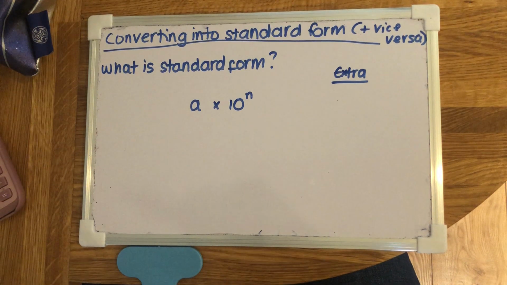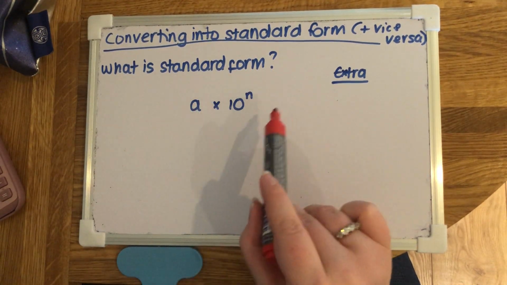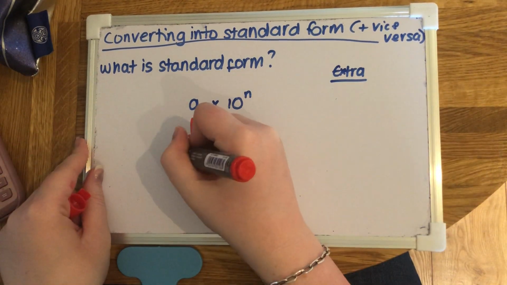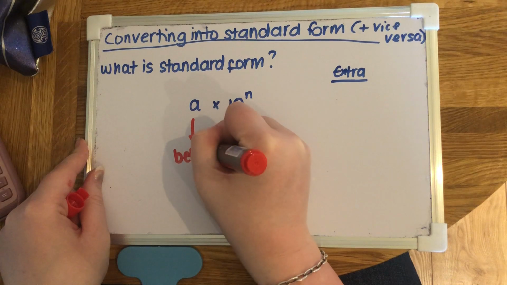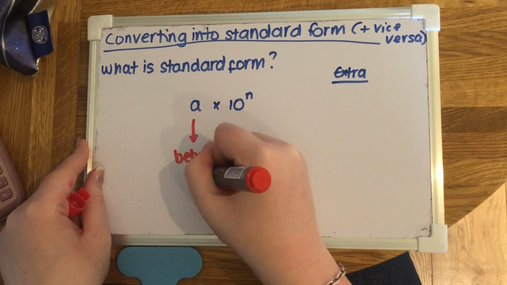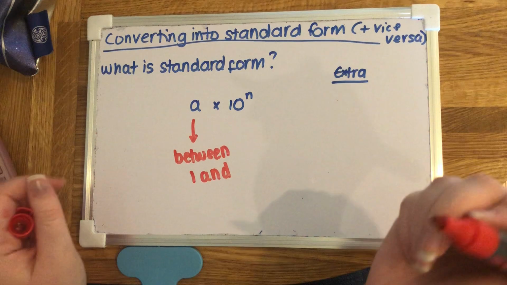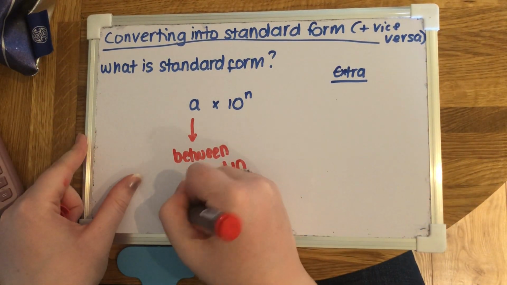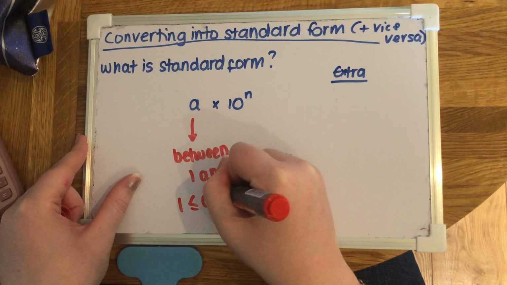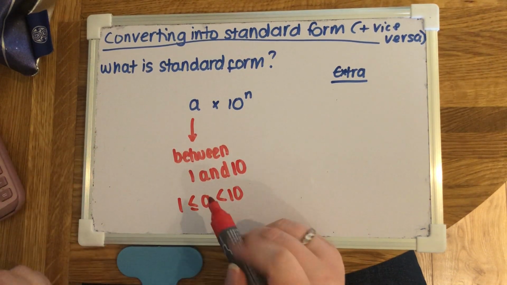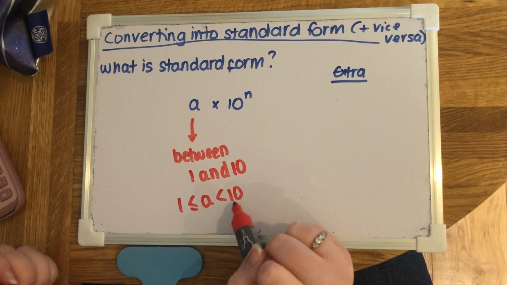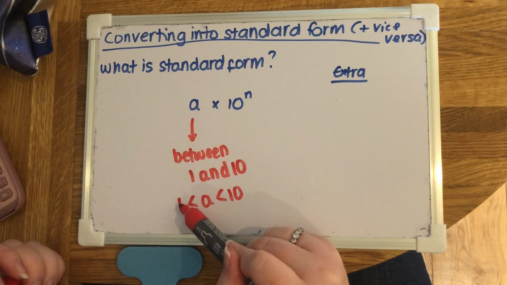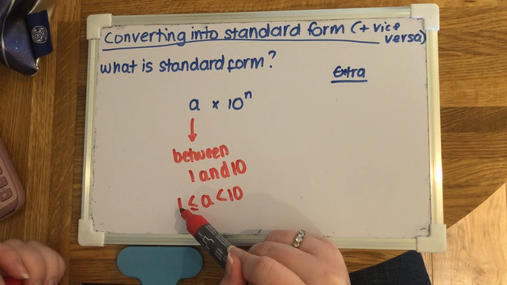So the first thing we're going to be looking at is the form of standard form. Standard form will always look like this. A couple of rules: this number here has to be between 1 and 10. Now it can be equal to 1, but it can't be equal to 10. If we're being really posh and using inequalities, it would be this. So A can be equal to 1, but it can't be equal to 10, and the reason why is because if we times 1 by 10, we would get 10.